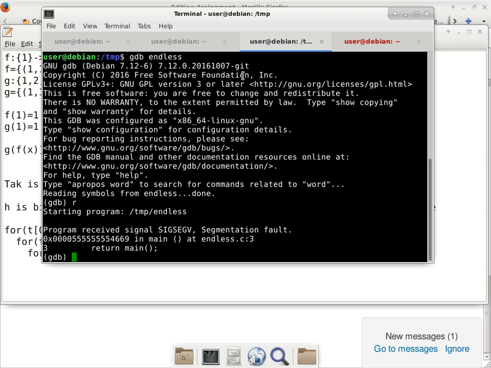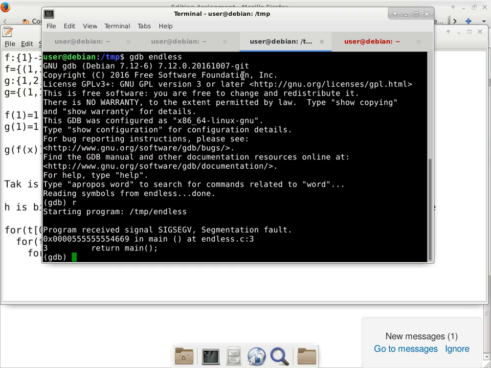Yep. So is this built into GCC? The debugger? No. If you install GCC, it does not automatically install GDB. So if you're dealing with a Debian or an Ubuntu distribution, you will have to install both packages. GCC and GDB are different packages.